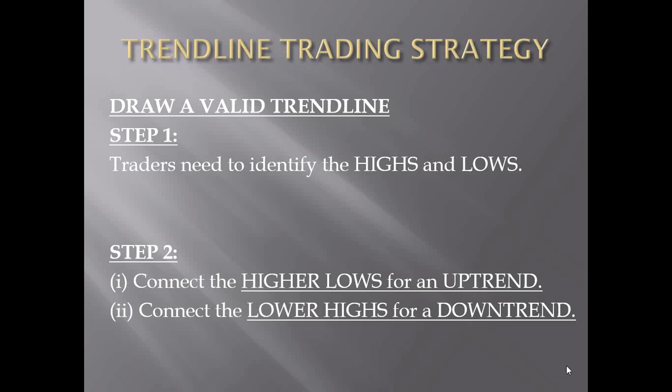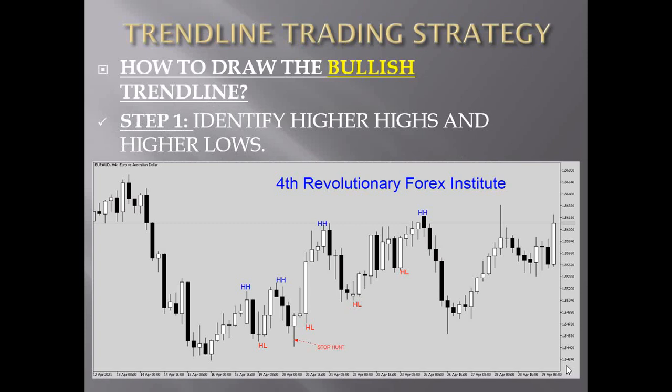Then in terms of the bearish trend line, the first step is to identify the lower lows and then the lower highs, and then after that you connect the lower highs. We will do the same in this type of trend. Now let's move forward. In this slide, traders, we will teach you how to draw a bullish trend line. This is the first step.